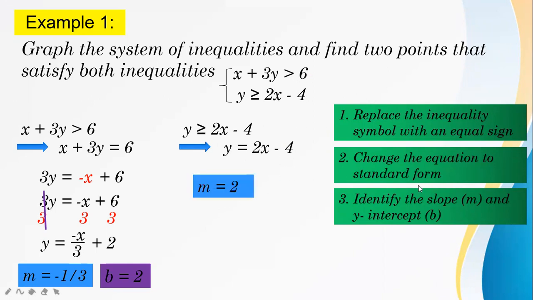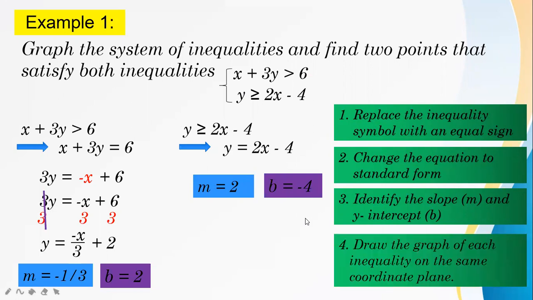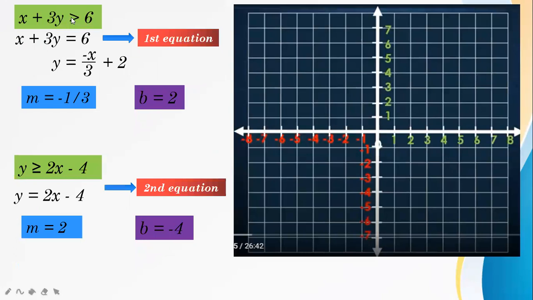And then identify your slope, because this one is already in the standard form. Then we have your m equals 2. The numerical coefficient of x is 2. Then your b is negative 4. Then draw the graph of each inequality on the same coordinate plane. So this will be your first equation, this will be your second equation, and these are the slope and the y-intercept.